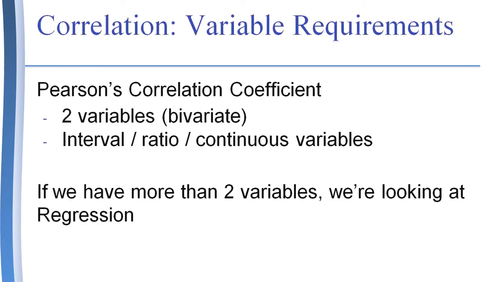All right. So in order to complete correlations, we need to have variable requirements. So we need 2 variables, right? This is a bivariate test. And they need to be at the interval or ratio level, and we call those variables this new word, continuous. So if a variable is either an interval or a ratio, we just call it continuous when we're talking about stats tests. So we have 2 variables. They're both continuous variables. If we were to have more than 2 variables, then we go into a different statistical test land, and that's the land of regression. So we just need 2.